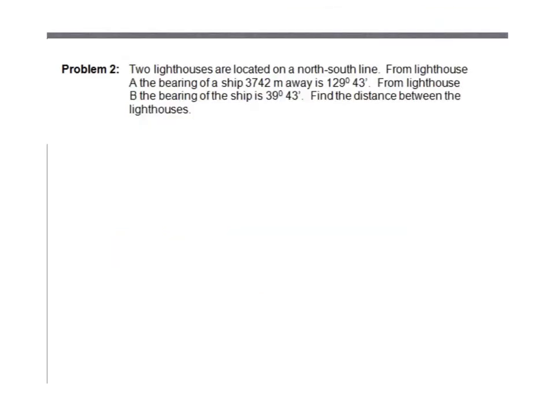Two lighthouses are located on a north-south line. Well, what's the best way to start this? Make a north-south line. So here's a north-south line. Here's north and south. And on it are two lighthouses. One is A and one is B. It says from lighthouse A, the bearing of a ship so many meters away is 129 degrees and 43 minutes from the north. So here I am at A. This is 90, so 129 will be this way.